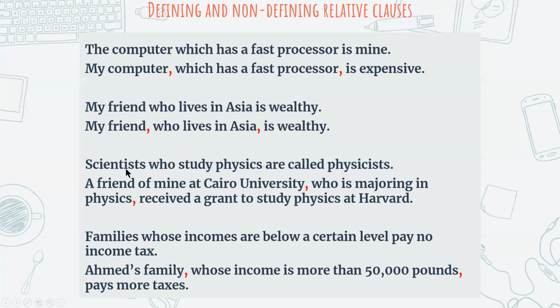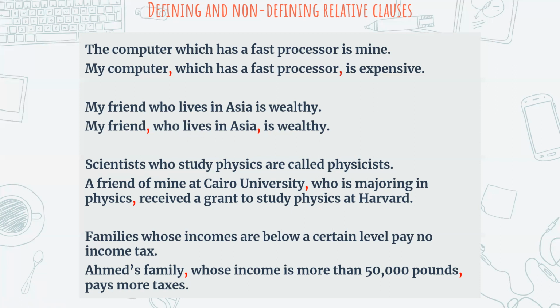Okay. Moving on to the third one. Scientists who study physics are called physicists. Here, I am defining the word scientists. Scientists are called physicists. Can I leave out who study physics? No, I can't. Because not all scientists are physicists, right? Only those who study physics, right? So this is a defining relative clause. I don't need to put a comma. Actually, it would be a mistake to put a comma before who, before the relative pronoun who.